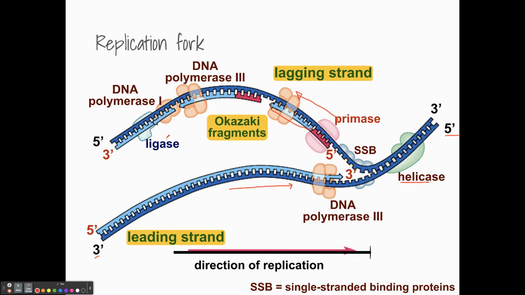The Okazaki fragments are put together and glued together using ligase. And then finally, DNA polymerase III is going to add any nucleotides that have been missing. And that is how we build our DNA.